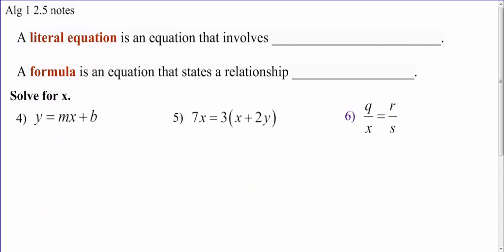All right, a couple of definitions for you. A literal equation is an equation that involves 2 or more variables.